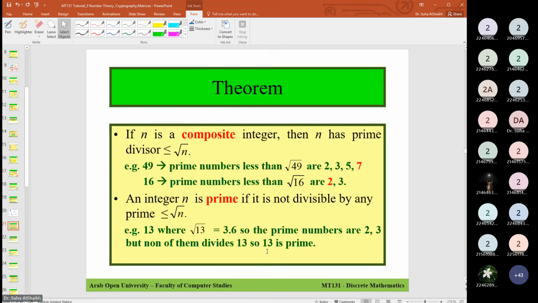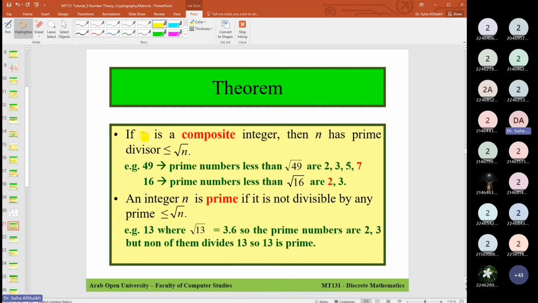Now one question here: how am I going to know that a number is composite and when that a number is prime? We have the following theorem. If the number is small, I know whether it is prime or composite, but if it is a big number, how am I going to check? So we have a theorem that helps minimize the number of trials so that we know the number is composite or prime. The theorem goes as follows.